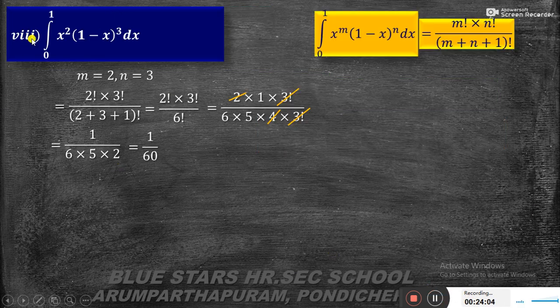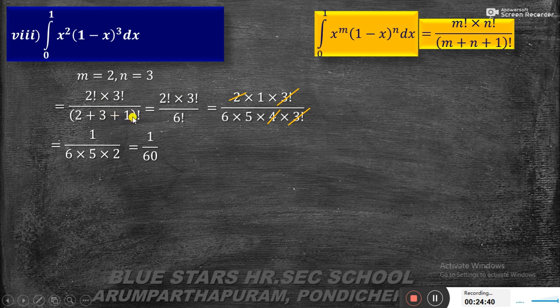So in the next step, 8th subdivision: integral 0 to 1 x square into 1 minus x whole cube dx, that means m equal to 2, n equal to 3. So here we substitute in the formula: integral 0 to 1 x power m into 1 minus x whole power n dx equals m factorial into n factorial by m plus n plus 1 whole factorial. So we substitute m equal to 2, n equal to 3: 2 factorial into 3 factorial by 2 plus 3 plus 1 factorial.